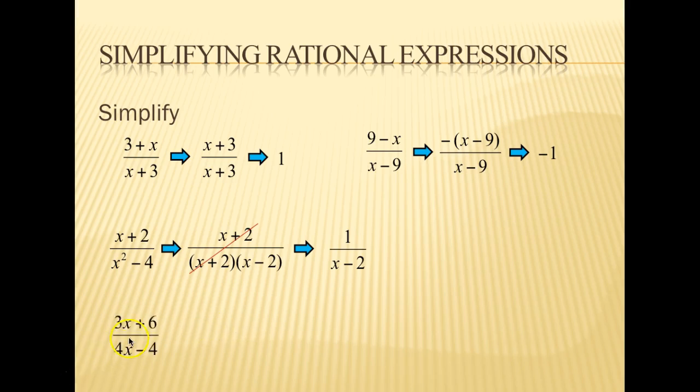In this case, I want to factor first. I can factor a monomial of 3 out of my numerator and a monomial of 4 out of my denominator. Where there's nothing left to simplify in this expression. So it cannot be simplified.